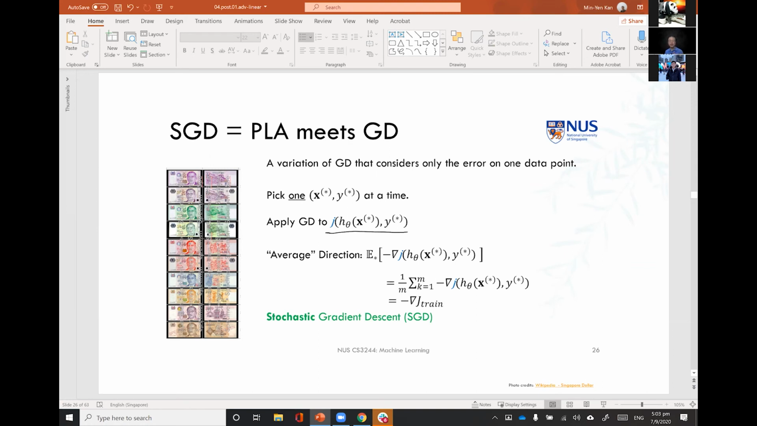This is exactly like what we did for PLA. In PLA, we said, find a misclassified example and then try to correct the vector for it. I don't care which one, just take one. When we were doing gradient descent before, in the batch gradient descent case, we said, take every point, find the correct direction to step in, and then take a step.